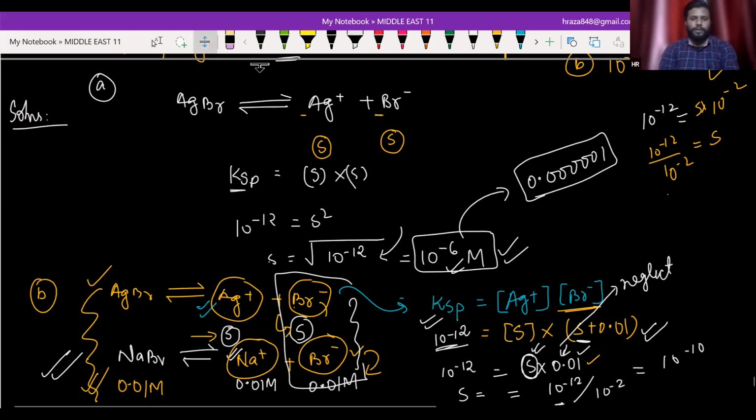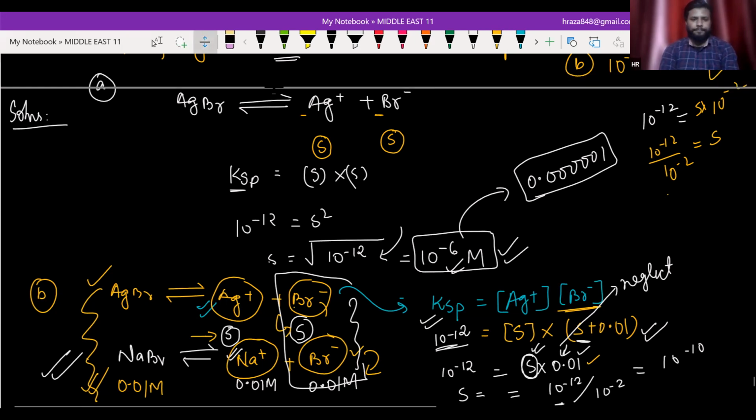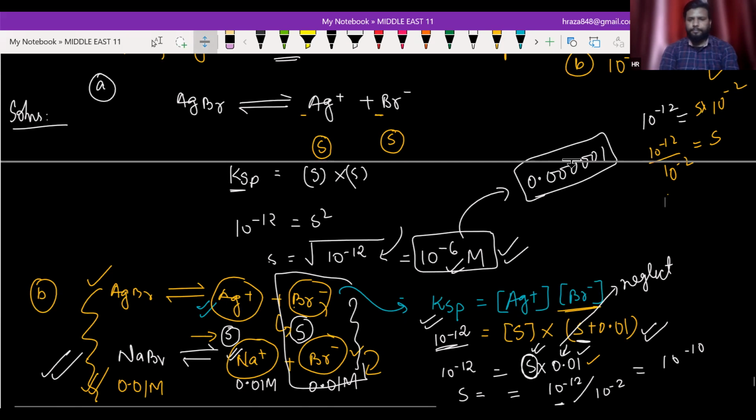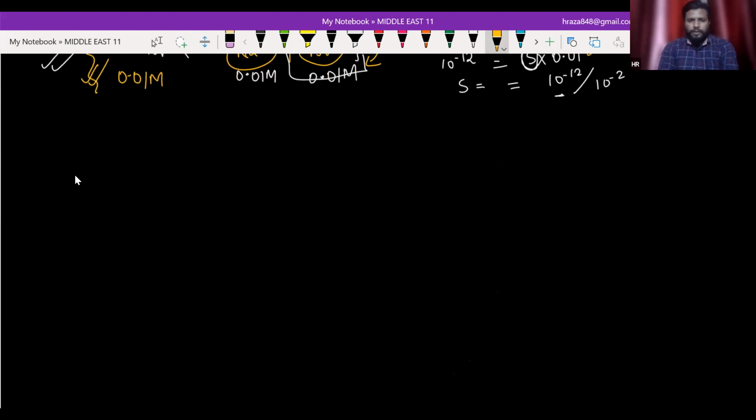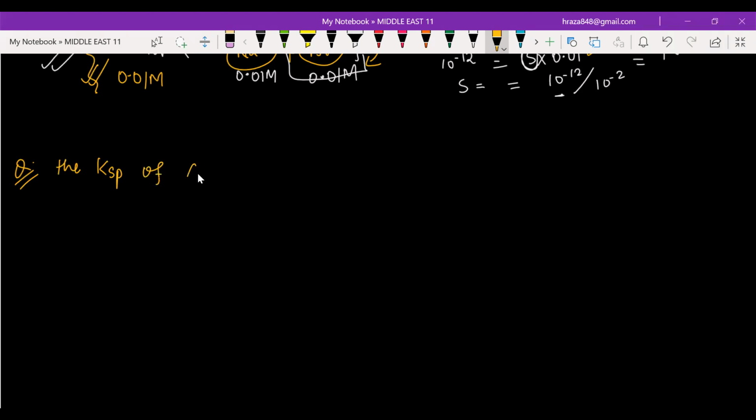Now moving to the next question. And then I will explain what is common ion effect. Then we will end this chapter and we'll start hydrocarbon first and then go for S block and then P block. Okay, this is the syllabus left, right? Or is there any other chapter? No, so these are the chapters. Okay.